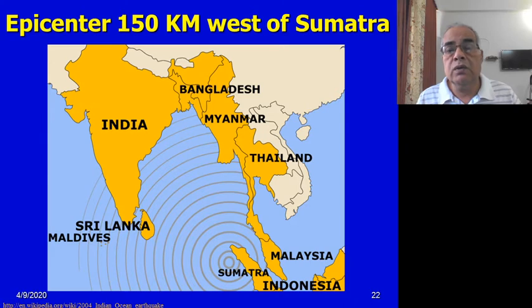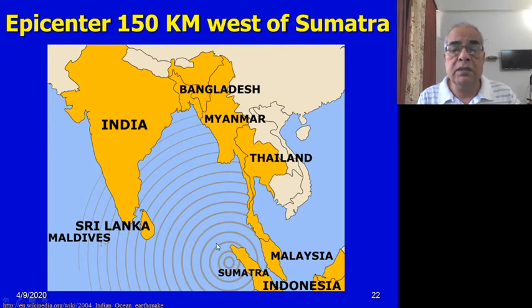So that 2004 undersea earthquake, which led to tsunamis on 26th of December. The epicenter was about 150 kilometers west of Sumatra. You can see here, right? We are having Indonesia, we are having India, Bangladesh, Myanmar, Thailand, right?